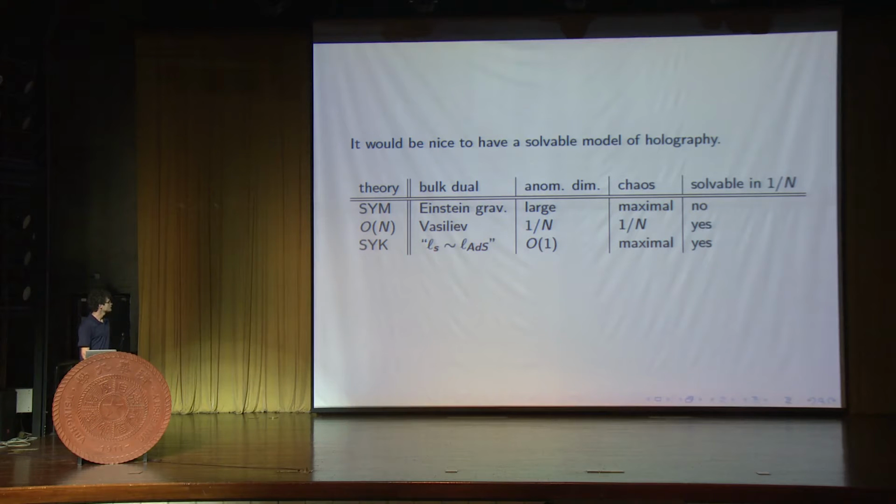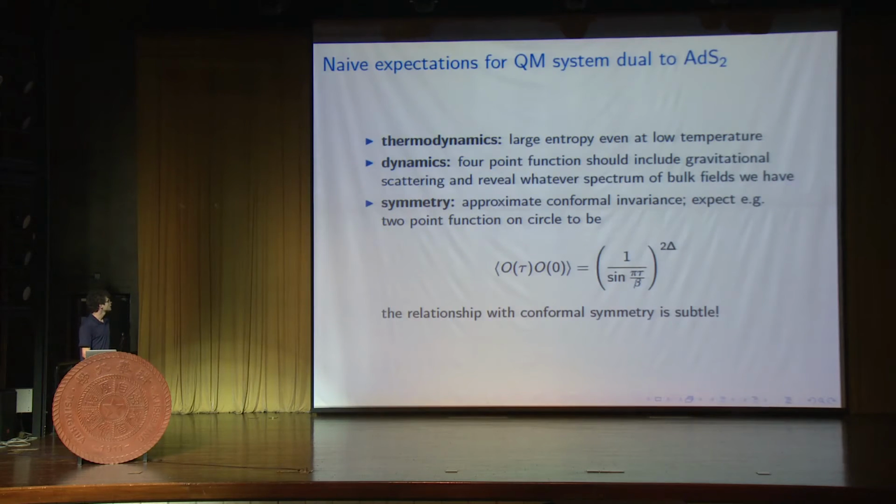Okay, before I start discussing the model in detail, it's helpful to have in mind a couple of properties the quantum mechanics system should have in order to be dual to AdS2. So first, at finite temperature, the system should describe a black hole in 2-dimensional AdS space. And in 2 dimensions, the area of the horizon is independent of temperature. So there should be a large entropy, even at very low temperature. This is an unusual property for a quantum mechanics system to have.